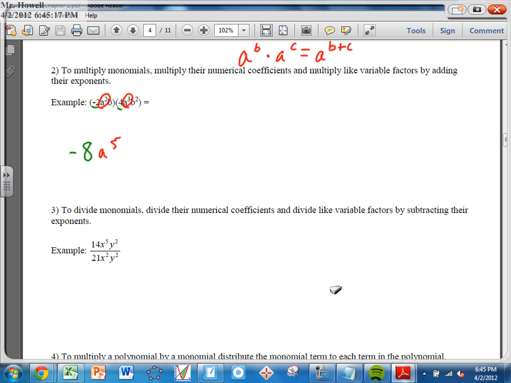And then finally, the last part, I'll look at my b values. I've got a b here, which is really b to the 1. I've got a b squared, yielding b to the 3rd. And there's my answer. Let's take a look at the next one.